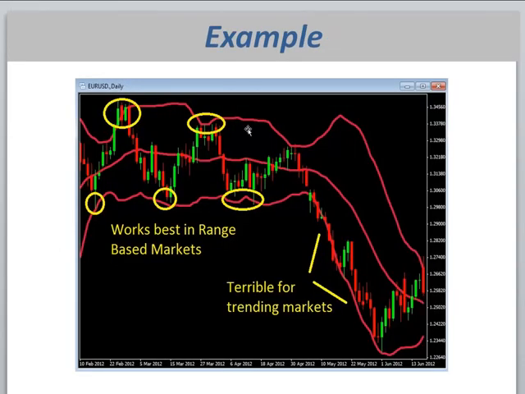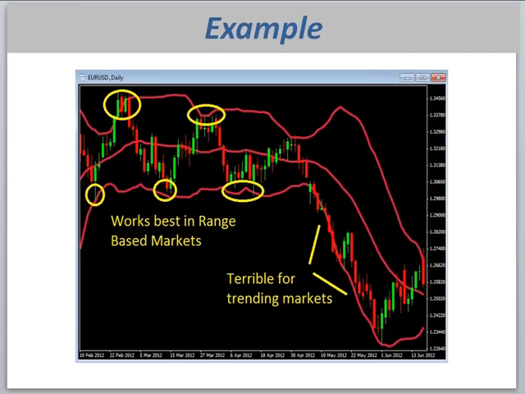Okay, so here we have an example. We see here we have these lines on top, we've got the lines on the bottom, and we've got the middle line. These are your Bollinger Bands. Here's a chart of the Eurodollar. Whenever our Eurodollar trades to the lower bands, it's considered oversold. It's a good time to buy. And whenever it trades up to the upper bands, it's considered overbought, and it's a good time to short.